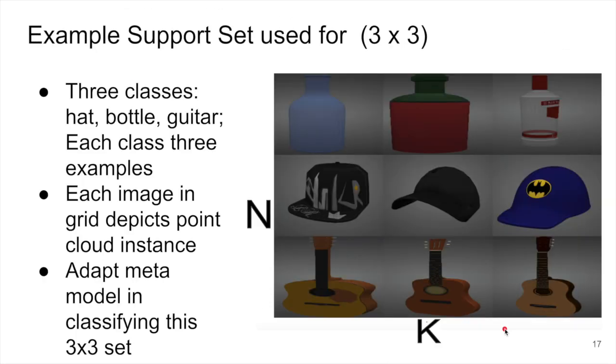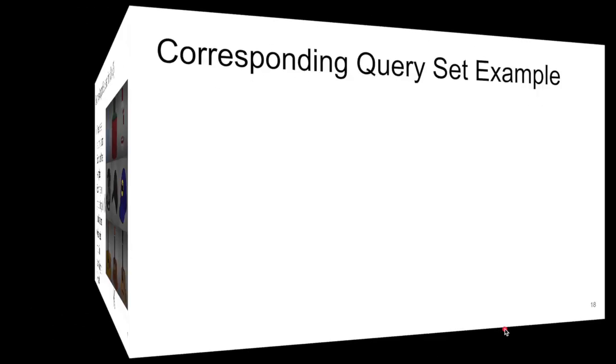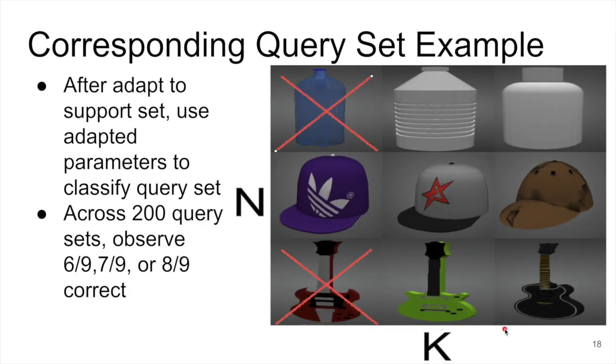Here we have the 3x3 support set example with classes hat, bottle, and guitar being learned with 3 examples each. Each picture depicts a point cloud for each instance. We adapt the meta model based on its loss in classifying this 3x3 set. Here is the corresponding query set. After adapting to the support set, we use the adapted parameters to classify this query set. We put a red X indicating the instances with erroneous classification.